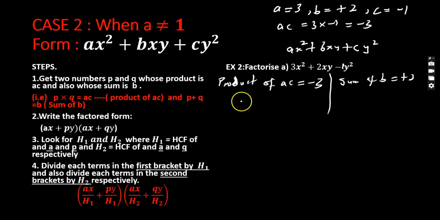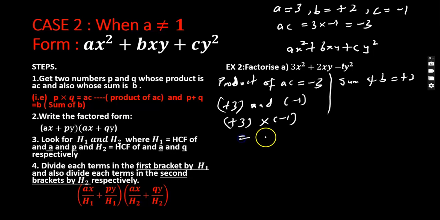So you think of two numbers that when you multiply, you get minus 3, and when you add them together, you get plus 2. Such numbers are plus 3 and minus 1. Let's check. Plus 3 times minus 1 gives me minus 3, which is correct. Let's check the sum. Plus 3 plus minus 1 will give me plus 2. So what we do from here, you add the factors. So that means our P and Q are plus 3 and minus 1.